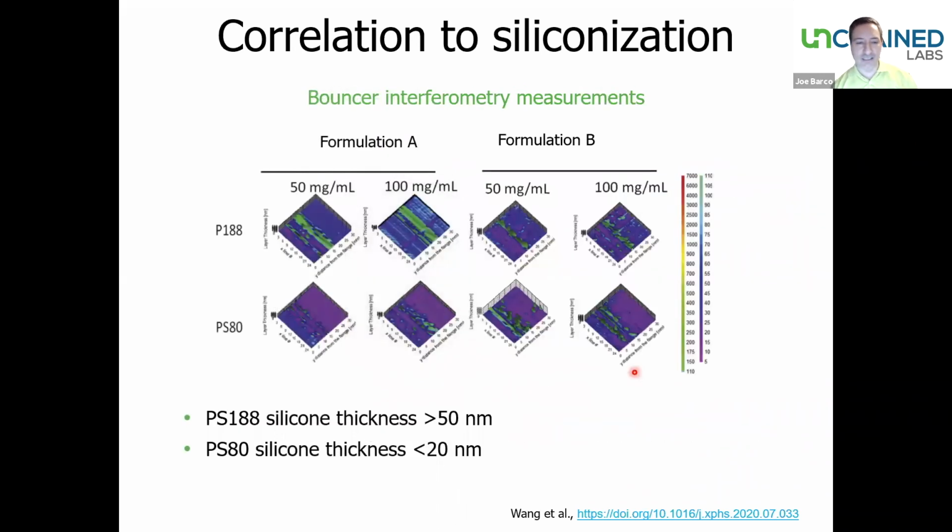And so you can see this heat map of these protein formulations. So 50 and 100 mg per mL, polysorbate 188. You have this green and blue area, which correlates to a higher thickness of silicone. Whereas in polysorbate 80, this is pretty much back down into these lower levels, into the purple range. So at the actual measurements, P188 has a silicone thickness greater than 50 nanometers, whereas polysorbate 80 is generally under 20 nanometers of silicone left.